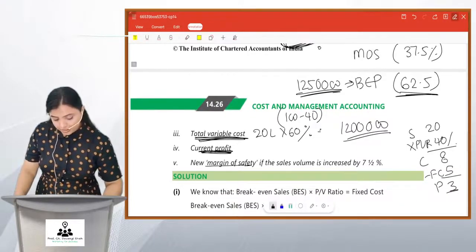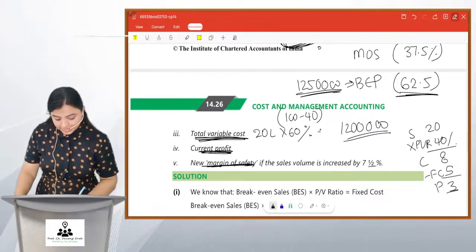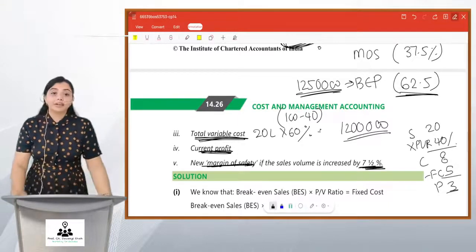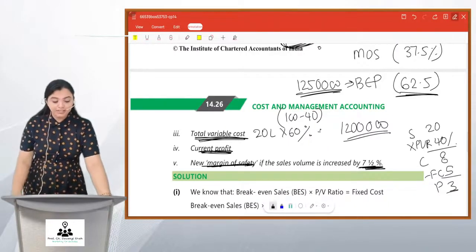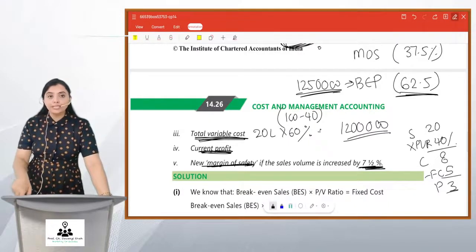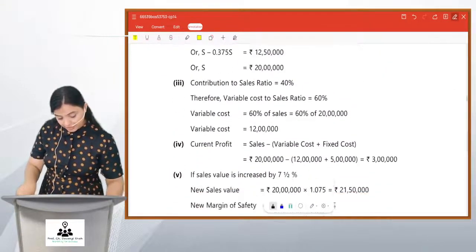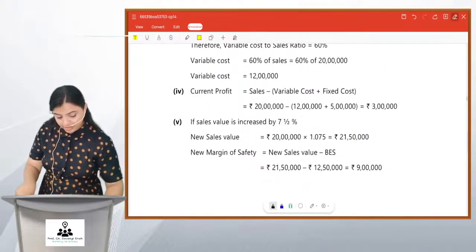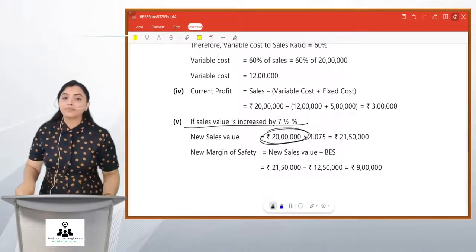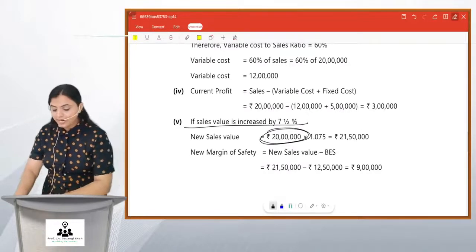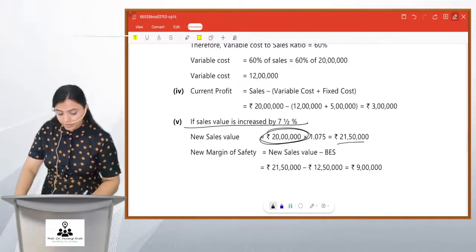Find out new margin of safety if sales volume is increased by 7.5%. Now, this is something new. Find out new margin of safety if sales volume is increased by 7.5%. What does this mean? Friends, we have already worked out all these. My existing sales value is 20 lakhs. If it increases by 7.5%, so 20 lakhs plus 7.5% gives me 21 lakh 50 thousand.